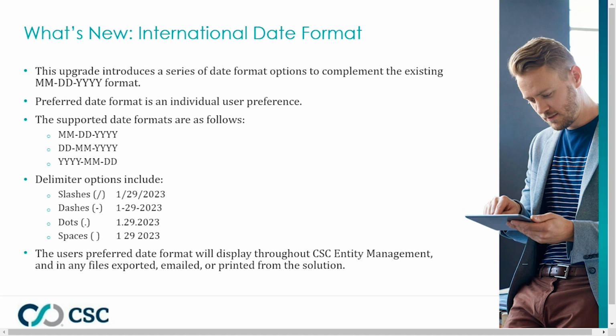The upgrade that we went live with earlier this year allows each individual user to determine the most logical way to look at dates in the system. So it becomes an individual user preference. Whether that's, like me, month, day, year, or day, month, year, or year, month, day. And then there are all these different delimiters, as they're called. How do you want to break up the month, day, year? Is it with a slash, a dash, a dot, a space?